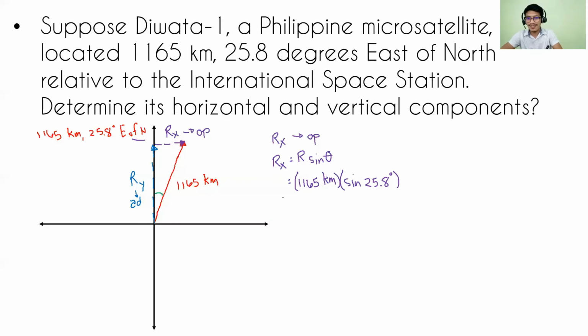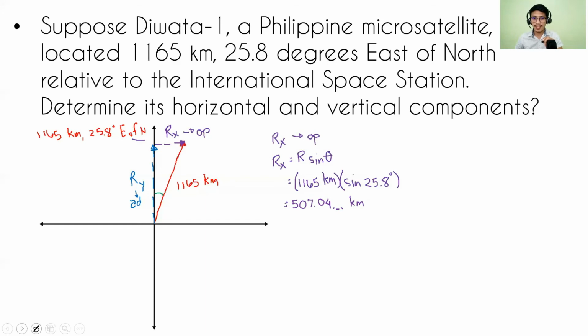So calculate that one. So i-calculate natin yan. 1,165 times sine 25.8. And that will give us 507.04 and so on kilometers. Remember, we will follow the rules of significant figures.